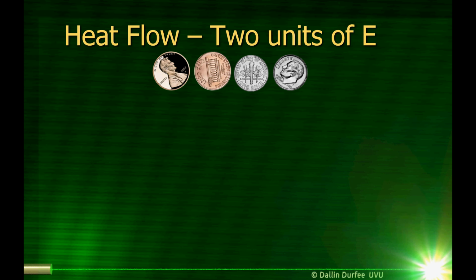Imagine I have something that's hot and something that's cold, and I put them together. So I have something that has lots of thermal energy, something that has less thermal energy. I put them together, and I let the heat flow between them. What am I going to find after a long time? Okay? Well, let's think about this with our pennies and dimes.